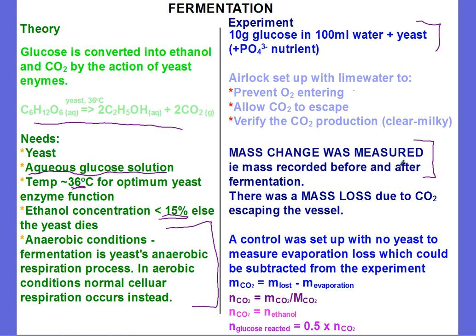So there was a mass loss due to carbon dioxide escaping the vessel, so there's no loss of any atoms, but just carbon dioxide was leaving the vessel. We also set up a control with no yeast to measure evaporation loss, which could be subtracted from the experiment. So the mass of carbon dioxide actually produced was the mass lost. Take away the evaporation loss, which is the water loss. From that we could figure out the number of moles of carbon dioxide. And looking at the equation up here, we know the number of moles of carbon dioxide is equal to the number of moles of ethanol, but the number of moles of glucose is half as much as the number of moles of carbon dioxide. So we calculate a whole range of factors from that mass measurement.